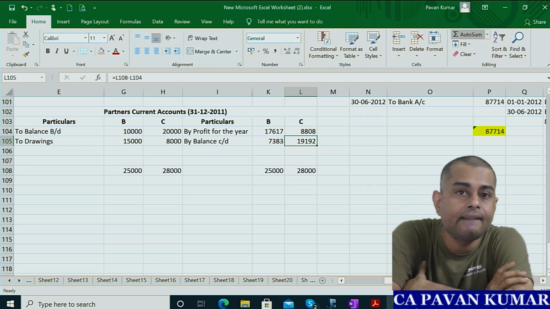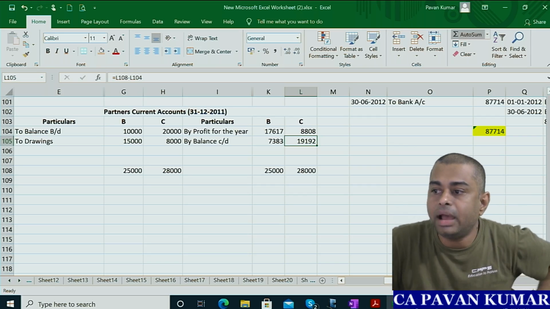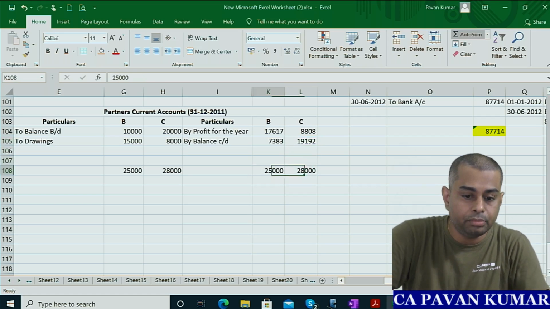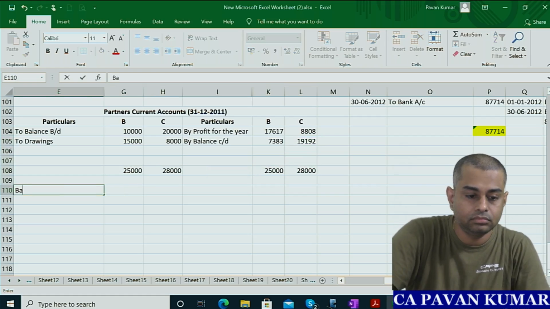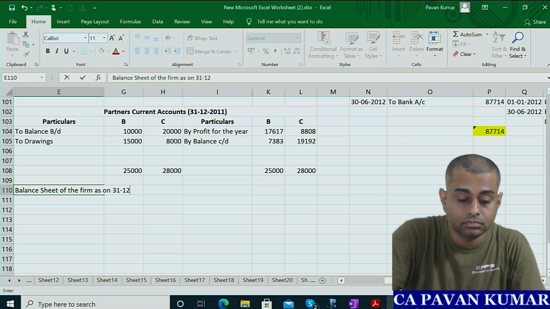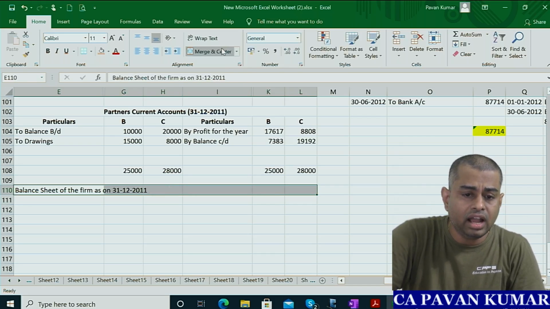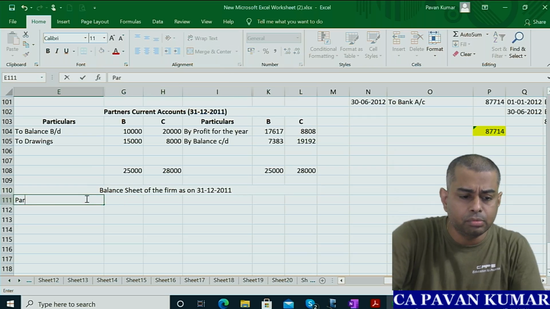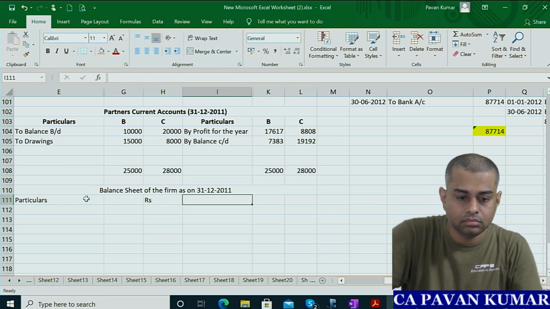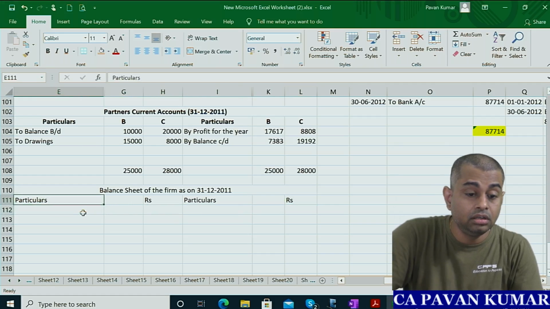You're done? Then we will prepare one balance sheet for 31/12/2011. Balance sheet of the firm as on 31/12/2011. Actually, one more column is also not required. Particulars, rupees is enough.